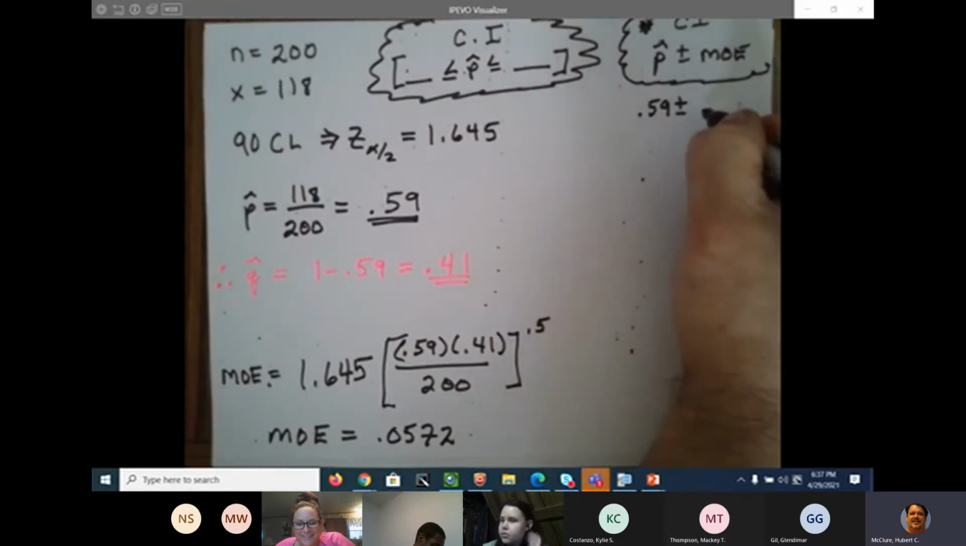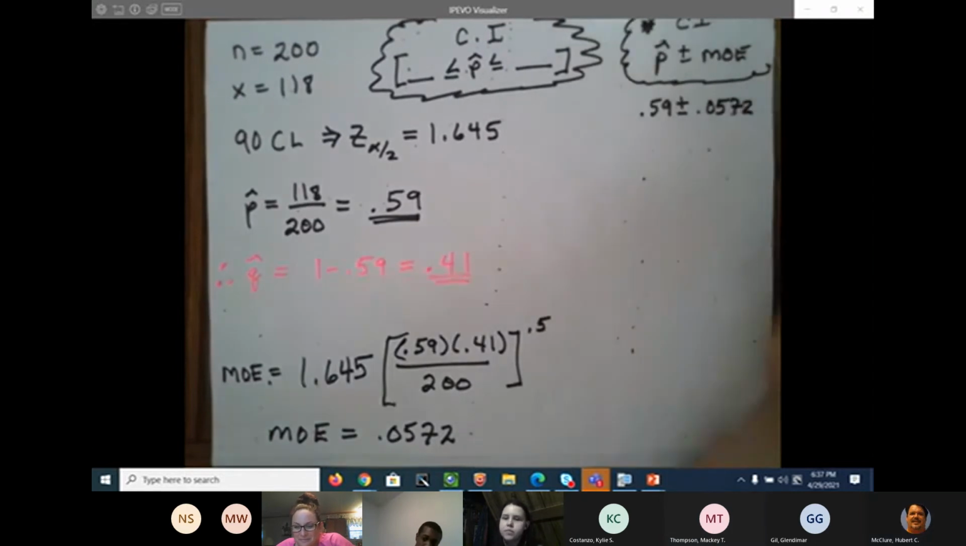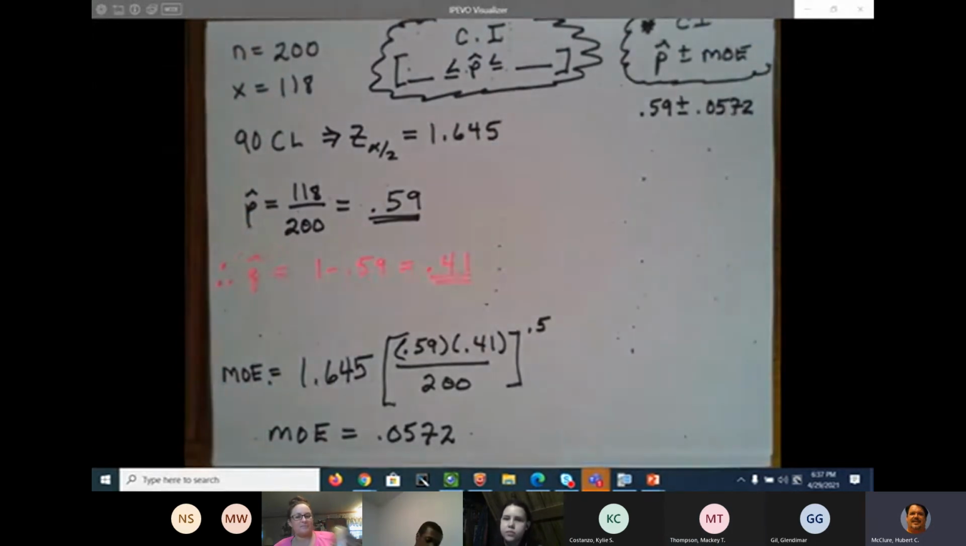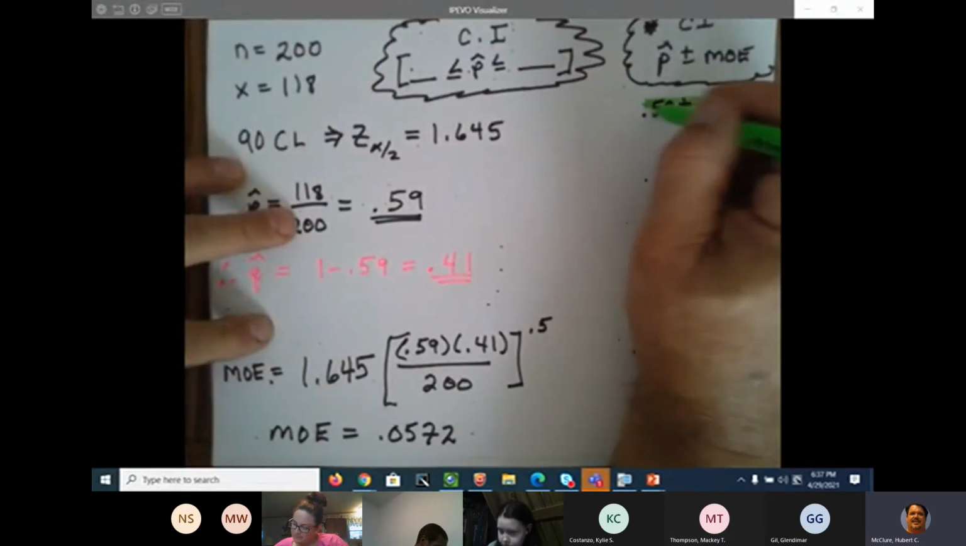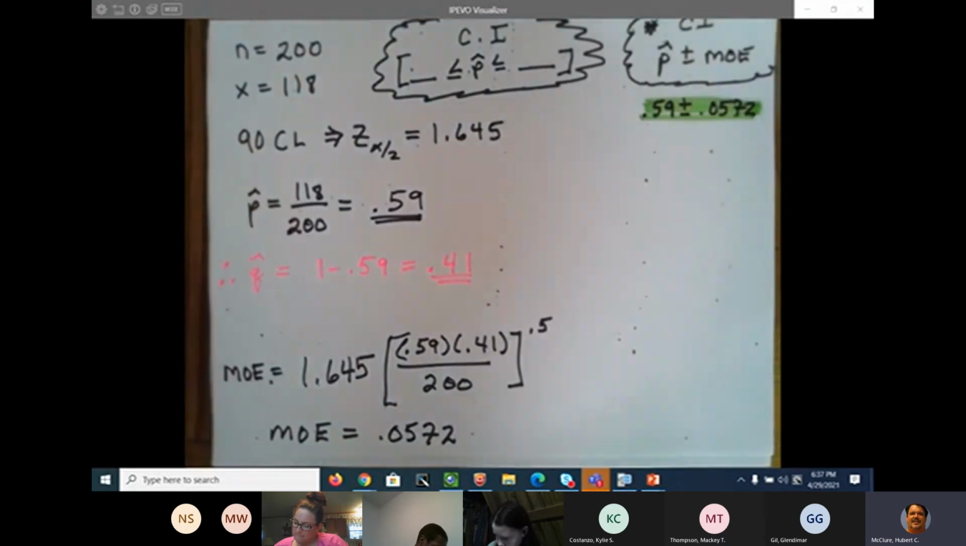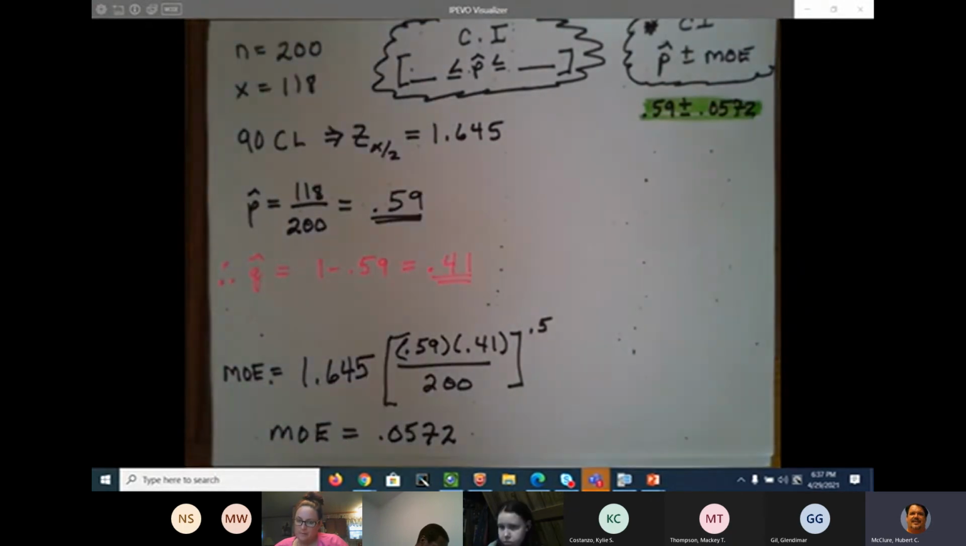Plus or minus 0.0572. So I want everybody to take your handy dandy highlighter and highlight that right there, because that's your answer. So let's look at the test question.